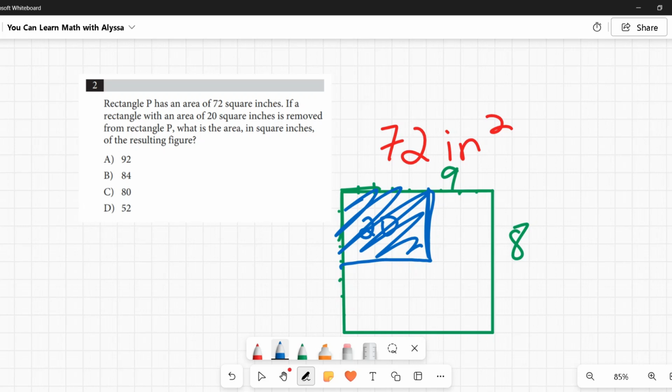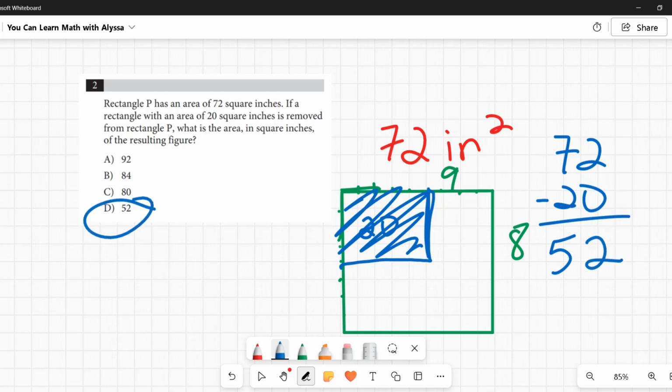Well, we just have to subtract because we're just taking away those 20 out of this total 72. So we don't have to do anything more complex than that. We just subtract 72 minus 20. That gives us 52. And that is our answer, D.